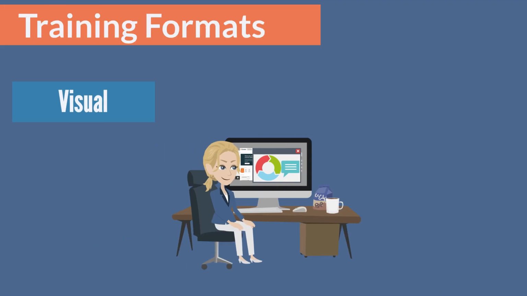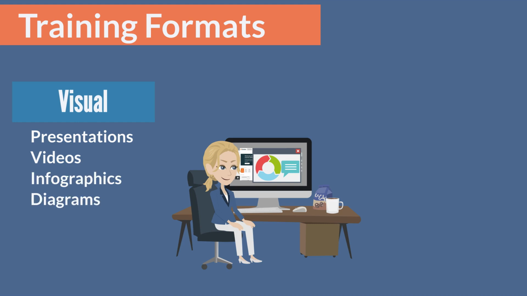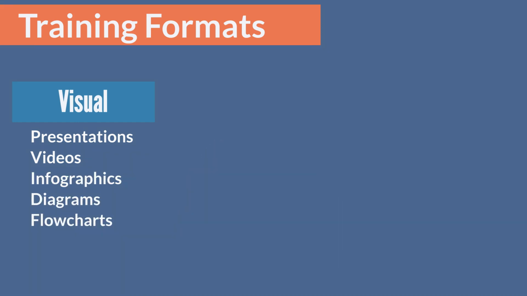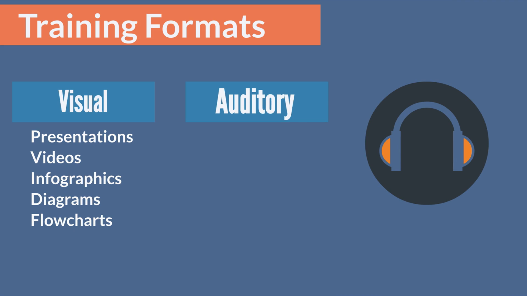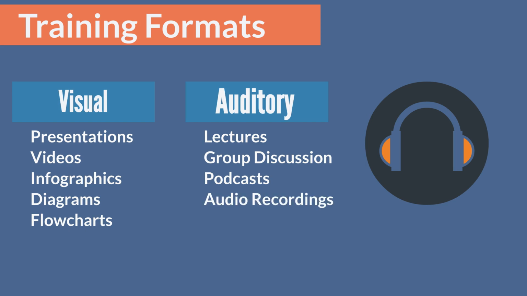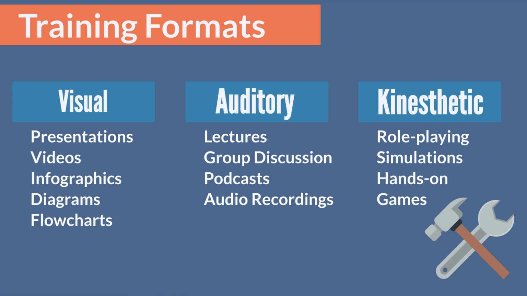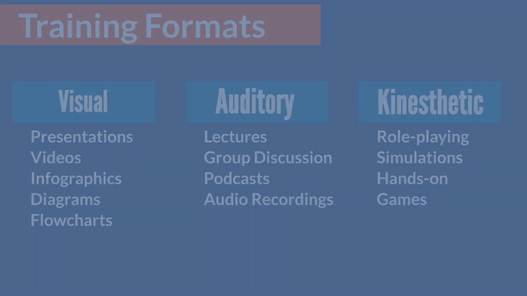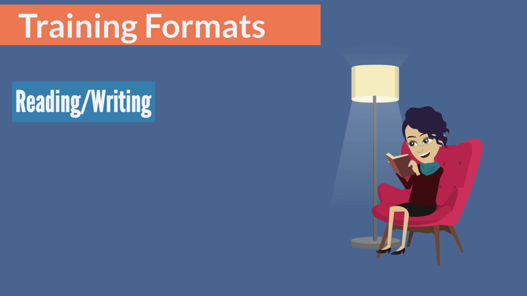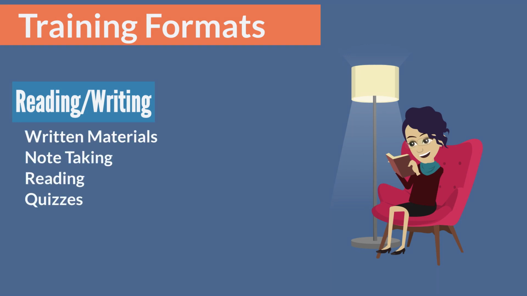Visual learners prefer training formats like presentations, videos, infographics, diagrams, and flowcharts. Auditory learners tend to prefer training formats such as lectures, group discussions, podcasts, and audio recordings. Kinesthetic learners like action. They tend to prefer training formats like role-playing, simulations, hands-on activities, and interactive games. Reading and writing learners tend to learn best with these formats: written materials, note-taking, reading assignments, and quizzes.